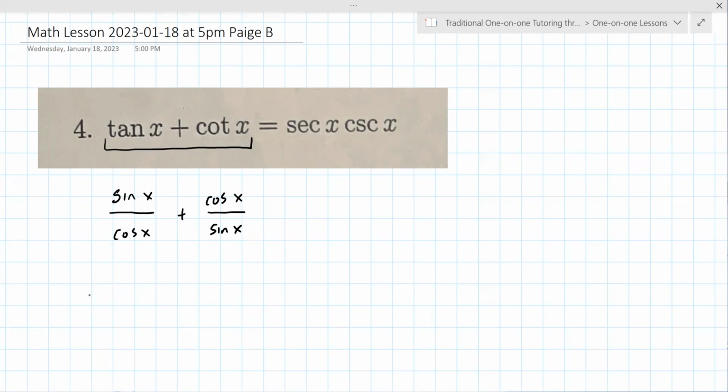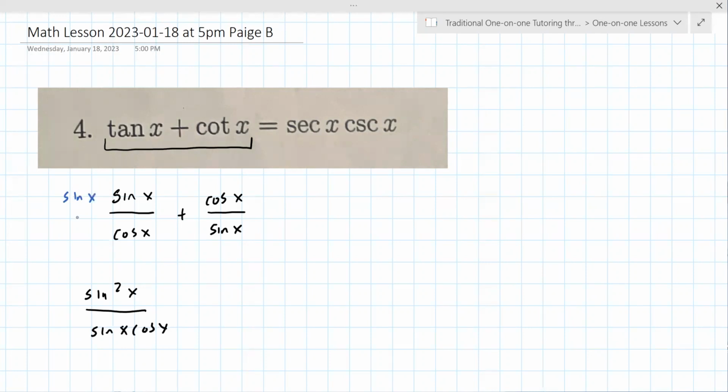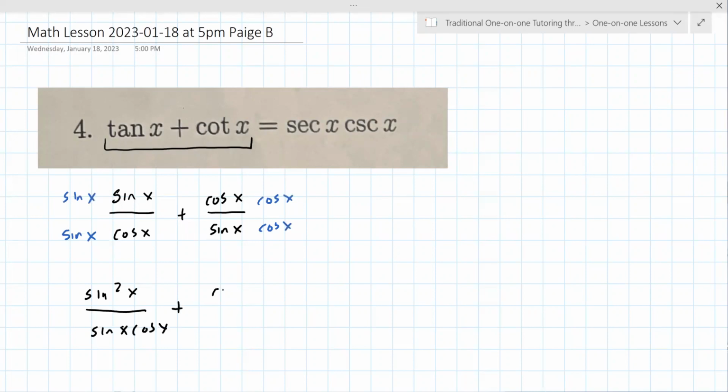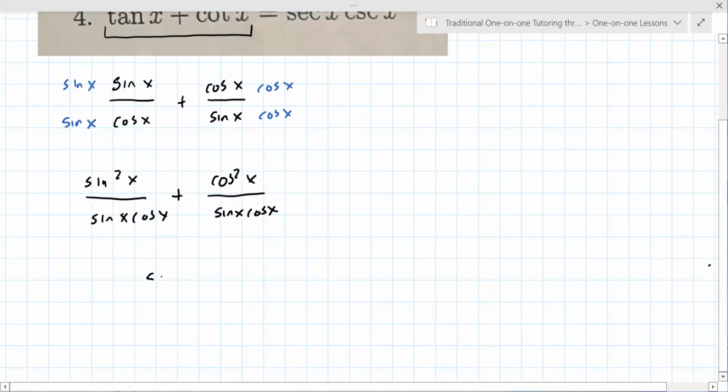Okay, so we're going to multiply. This is sine squared x, because it's sine x and sine x, over sine x cosine x. Let me show that in blue in case you want to look back at this later. So you're multiplying the top and bottom by sine x, top and bottom by cosine x here. So in the numerator on the right, it becomes cosine squared x over sine x cosine x. And then you're supposed to say, they have a common denominator. That's the whole point. I'm going to make it into one denominator. So sine squared x plus cosine squared x over sine x cosine x.